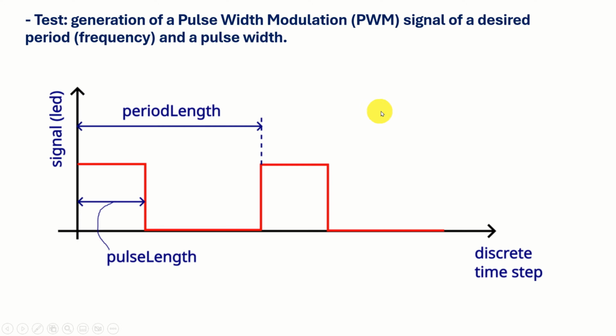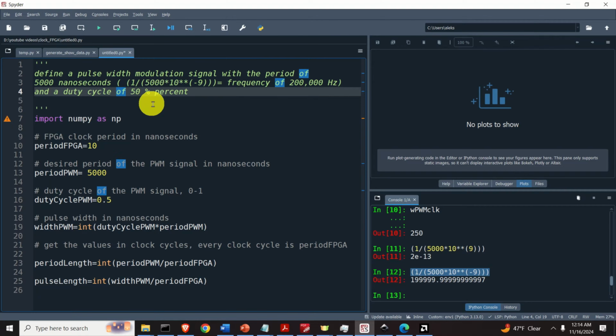Now, since we are using the clock in our design and the clock has a period of 10 nanoseconds, we need to take this clock into account when defining our pulse width modulation signal. And for that purpose, we will first use a Python code to perform basic calculations.